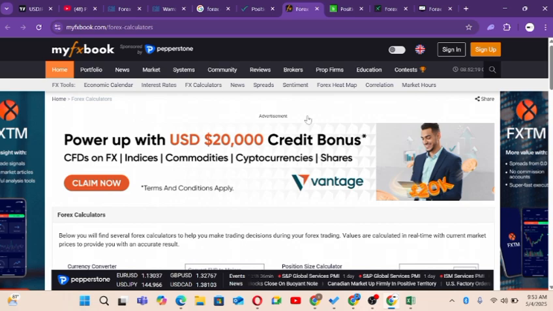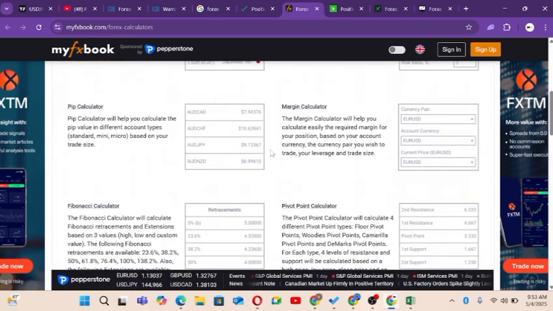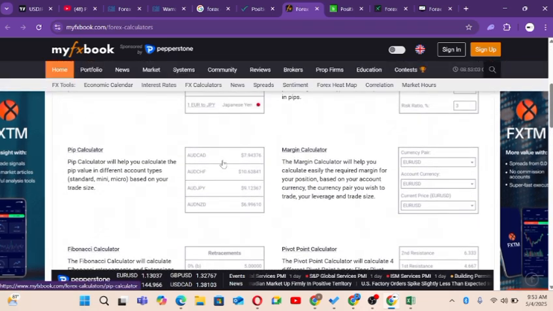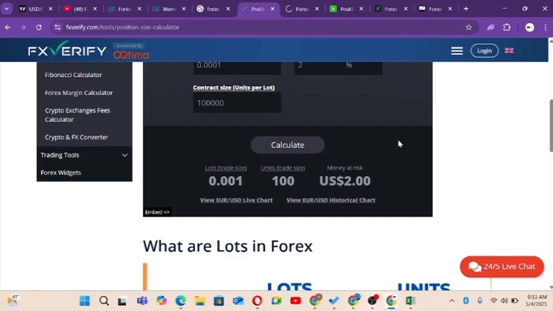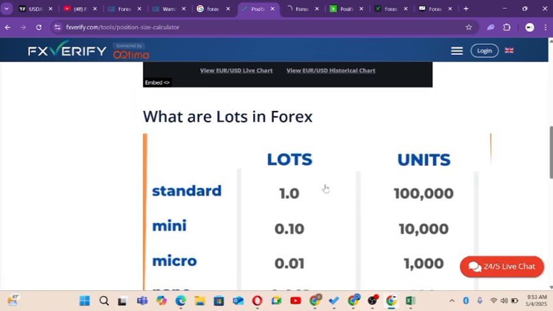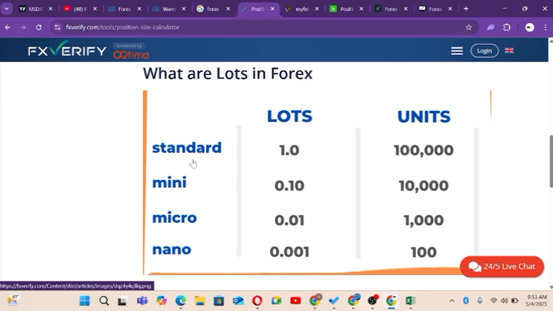So we also have another one here. Just to give you an example, you can come here and press calculator. This is another one also. This will give you the money, and this will give you the lot size. This will give you the volume that you are trading. So you can see the normal standard lot size is 1.